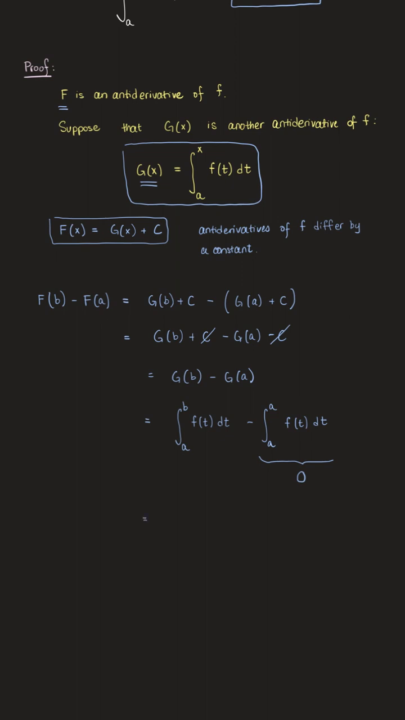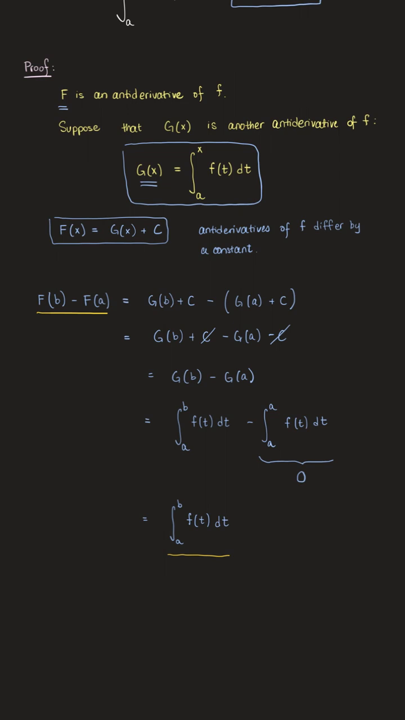And so this then just gives us the integral from a to b of f of t dt, and we have completed our proof because our equation starts from telling us that the antiderivative evaluated at b minus antiderivative evaluated at a is equal to the integral from a to b of f of t dt. And we have proven fundamental theorem part 2.